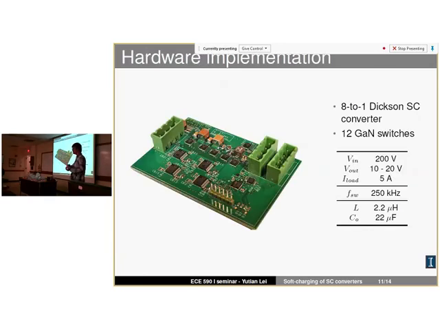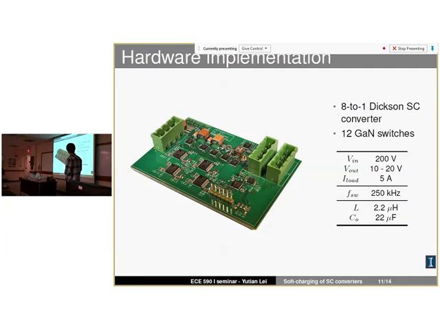So that was the schematic, and we actually built an actual converter here. It uses an 8-to-1 Dixon switch capacitor converter, which means that the native conversion ratio is 8-to-1. So if you have 80 volts, the output will be 10 volts. We use gallium nitride switches because we really want to push the power density of the converter. The power stage is only here. It's actually very small, and the rest are just control and level shifting.